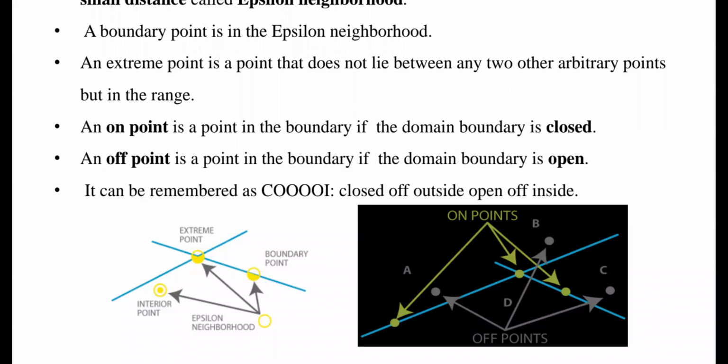Off points are the points in the boundary if the domain boundary is open. It is outside the domain, the domain line. They are called the off points. They are all called open.